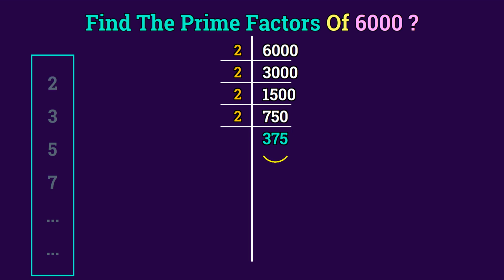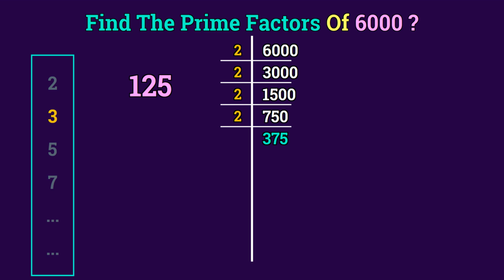Dividing 375 by 2, the result is not integer. Since the result is not integer, so we will try to divide by the next number. Dividing 375 by 3, which equals 125.